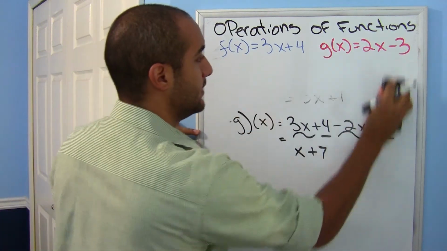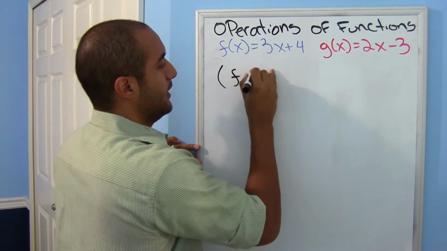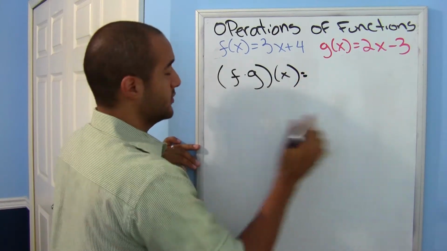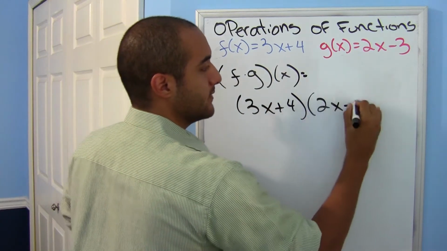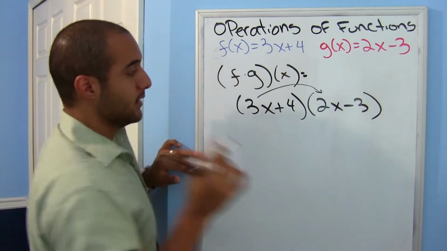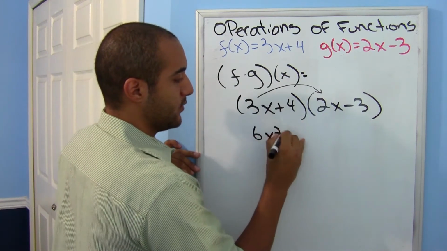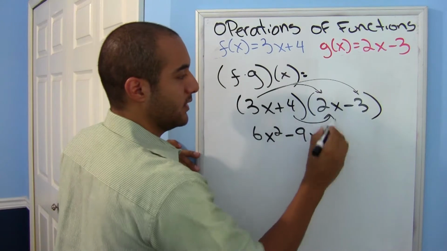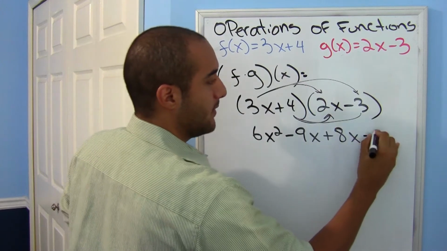Let's go ahead and find the product of these two functions. f times g of x, which is, I'll move here so I have more space, 3x plus 4 times 2x minus 3. Here I'll be distributing, or foiling, same thing. 3x times 2x, 6x squared, minus 9x, now my 4, plus 8x, and now with the last one minus 12.